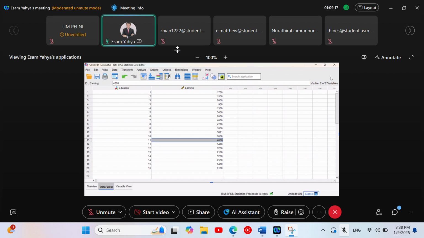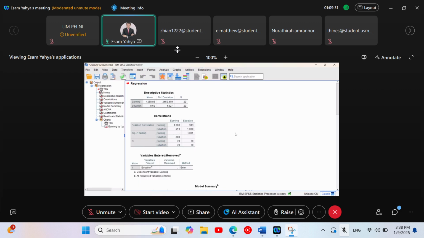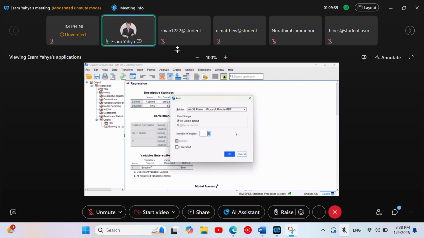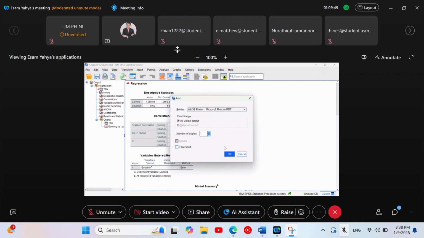Okay, to save as PDF, I will see the chat box later. Again, analysis, regression, linear regression, and then we have these results. You just press Ctrl and P as you want to print this window. Not this B, the other one, P. Okay, Ctrl and P, and then you just click OK. Once this window comes up, you just click OK.